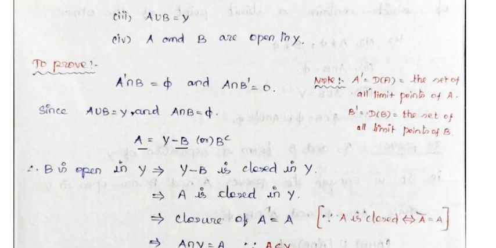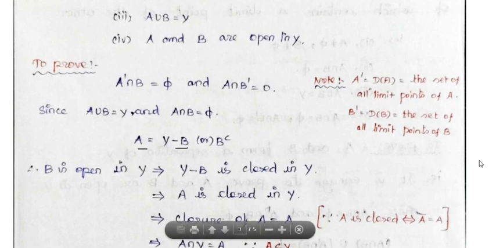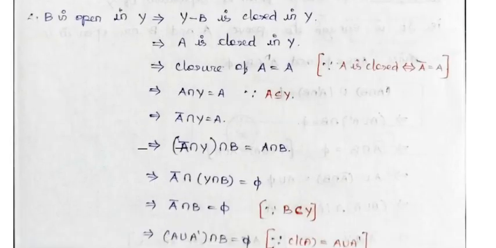So we use this result here: closure of A equals A. A is a subset of Y, a subspace. So A intersection Y equals A again. A equals A closure, so we can write A closure intersection Y equals A.